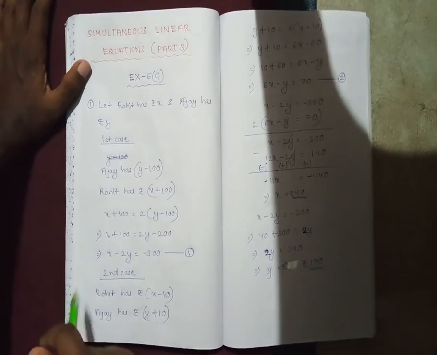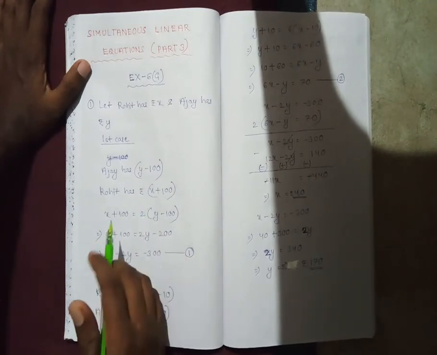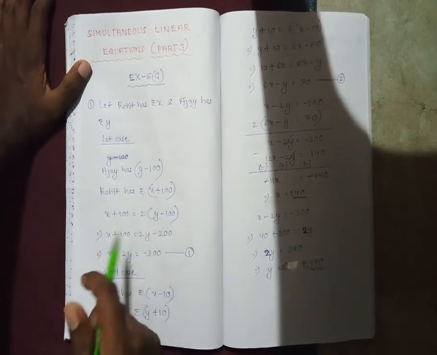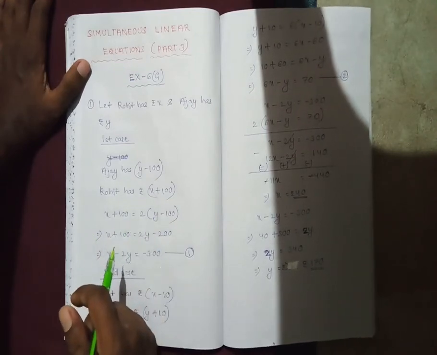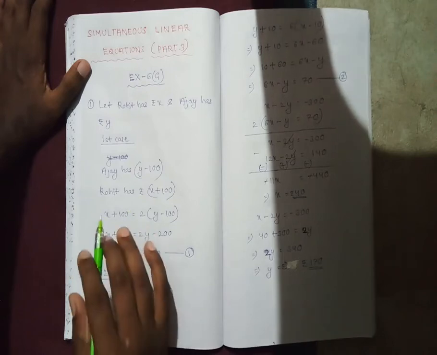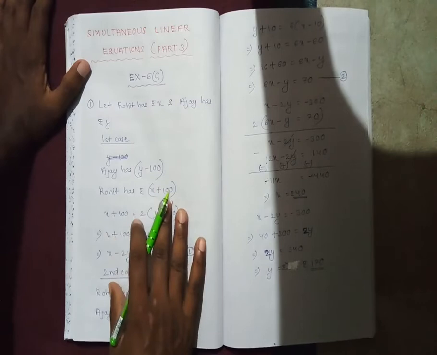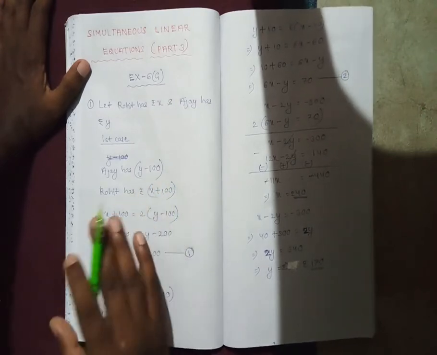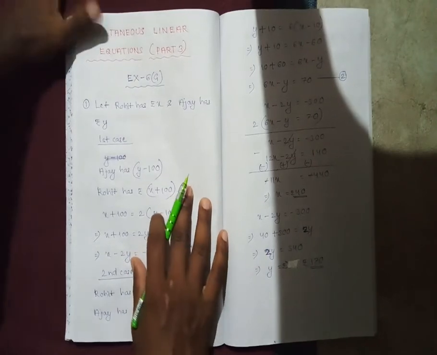You can refer to your textbook, exercise 6G. There are some other exercises also, but I will solve some problems of exercise 6G only. The remaining exercise you will do by yourself. You can refer to number 1.